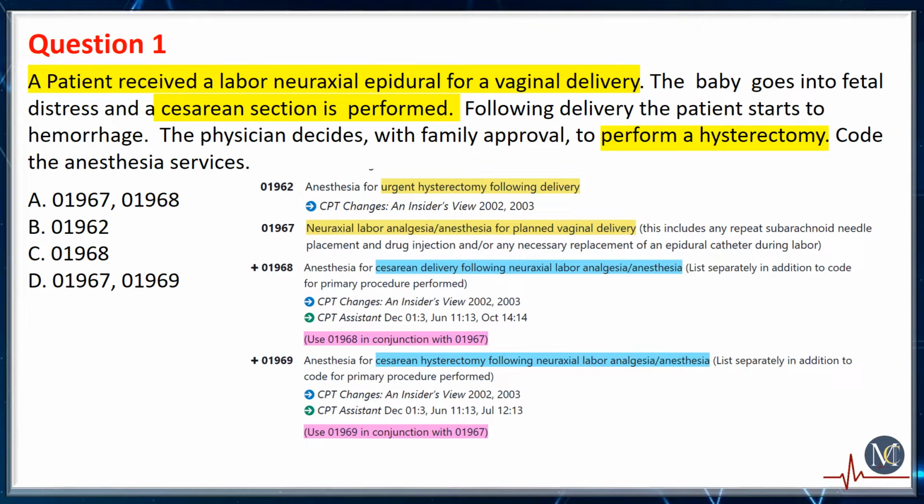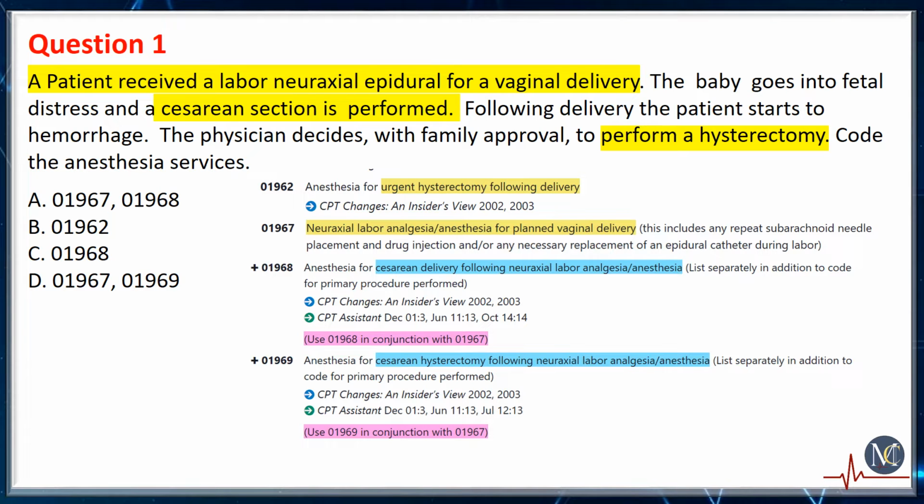The first service code is 01962, anesthesia for urgent hysterectomy following delivery. Next service code is 01967, neuraxial labor analgesia or anesthesia for planned vaginal delivery. Next, add-on code is 01968, anesthesia for cesarean delivery following neuraxial labor analgesia or anesthesia. Next add-on code is 01969, anesthesia for cesarean hysterectomy following neuraxial labor analgesia or anesthesia.